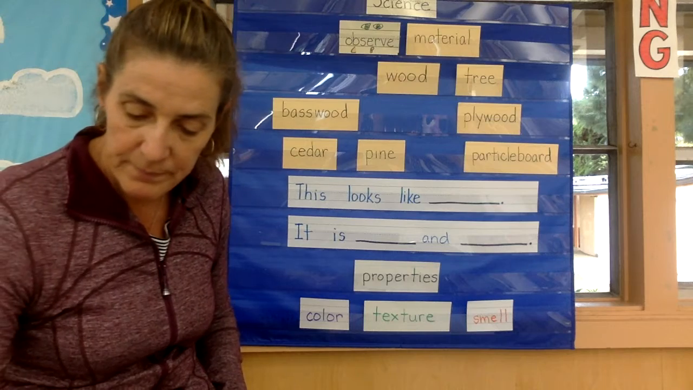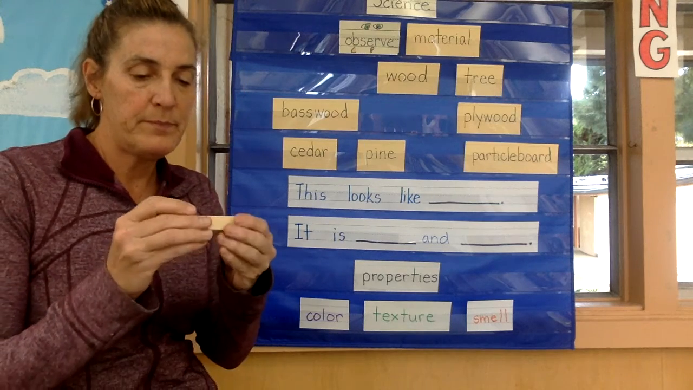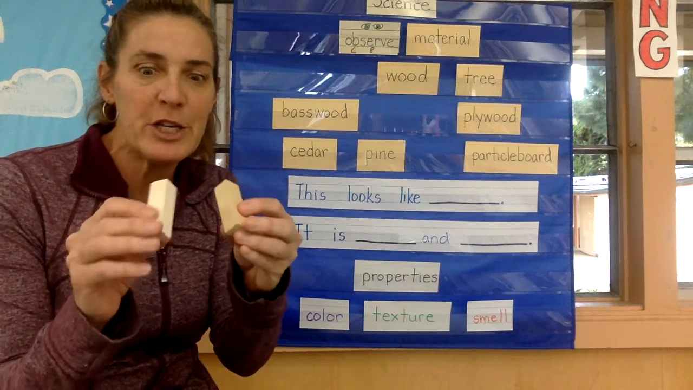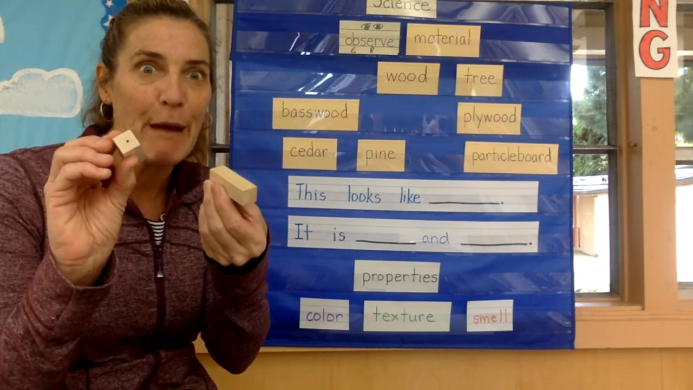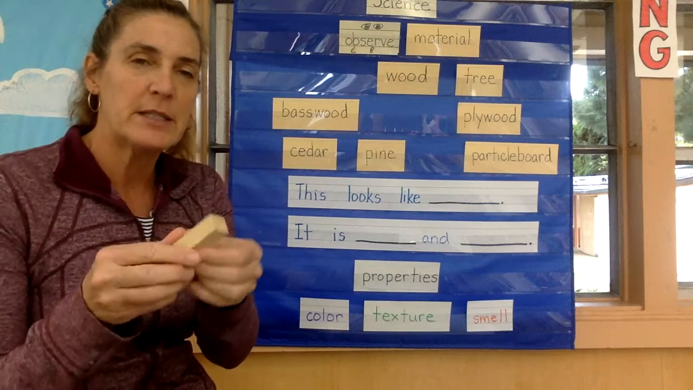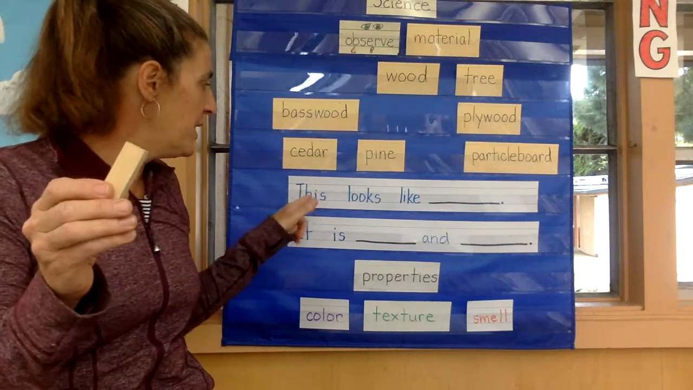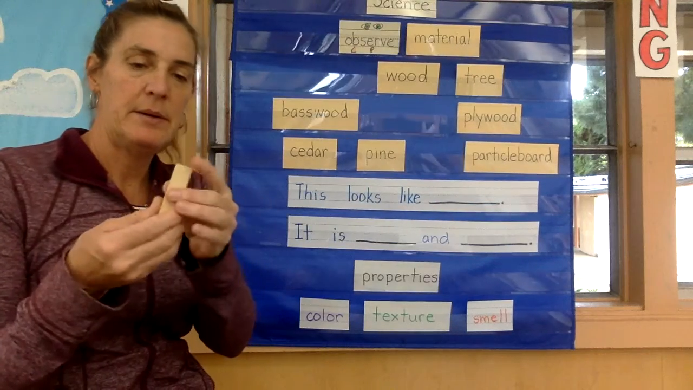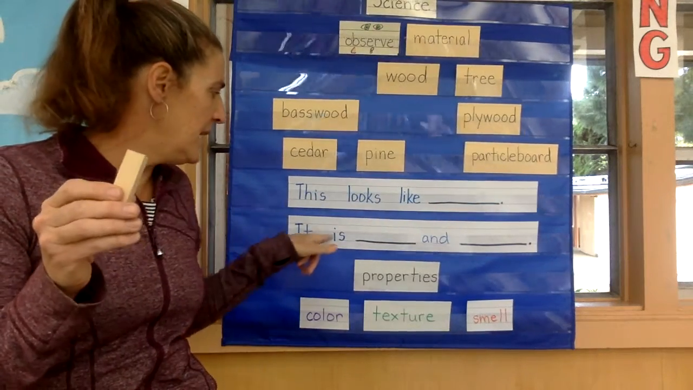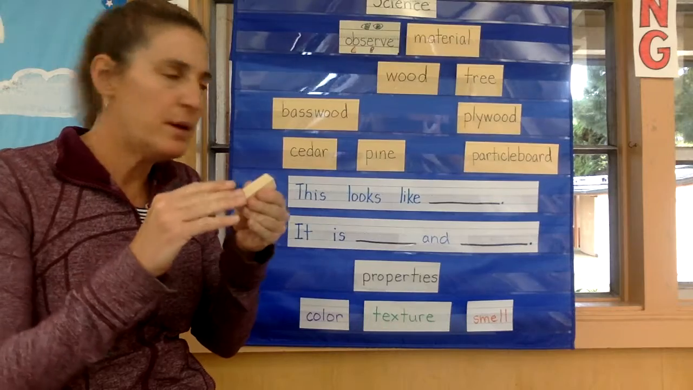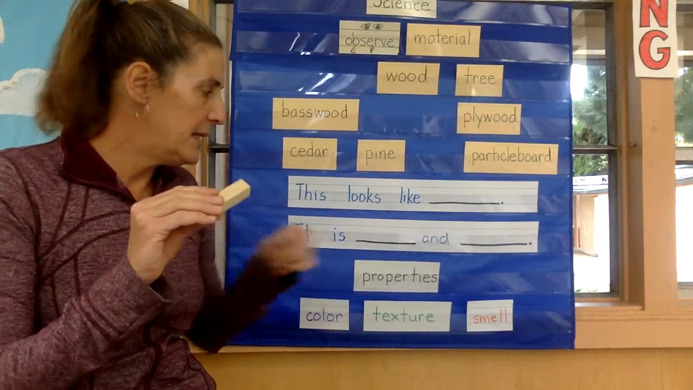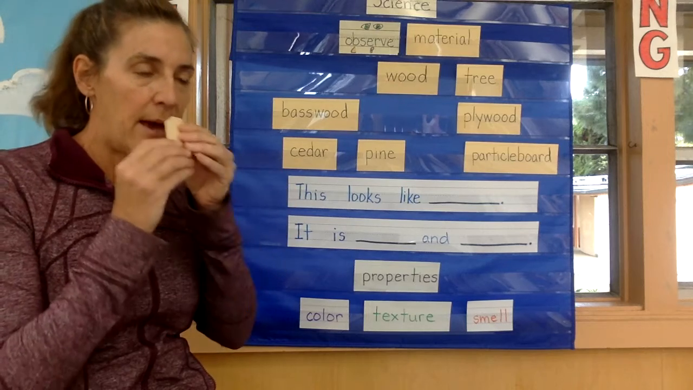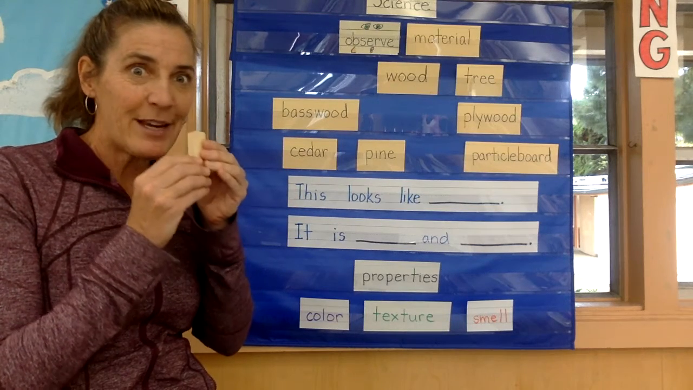Let me try another one. Kind of tricky. These two look so similar. Sometimes I cheat and I look for the dot. Now I know what that is. I'm going to try this one. This looks like pine. It is smooth, and maybe I'll look at the color. Tan, and it smells like a Christmas tree.